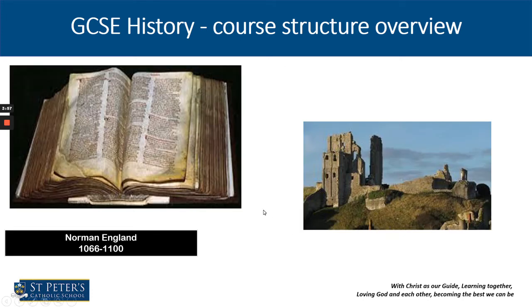And finally we look at Norman England, 1066 to 1100. So we take the story from the death of Edward the Confessor without any heirs, look at the rivals for the throne, and understand how William of Normandy comes over to England, manages to invade and consolidate his rule. And then we look at the idea of change and continuity. So how far does England change as a result of the Norman conquest? Obviously we've got some of the physical changes around us in the castles like Corfe and Christchurch Castle, as reminders of some of those impacts.